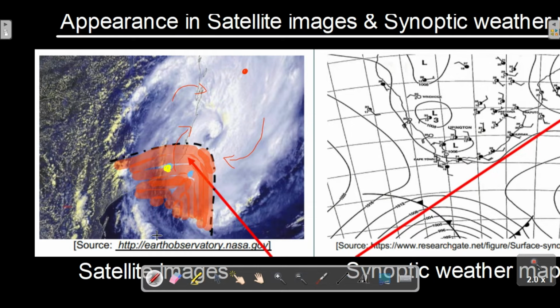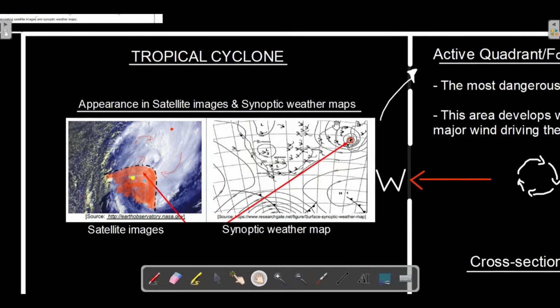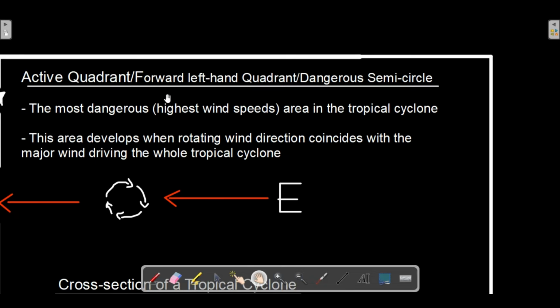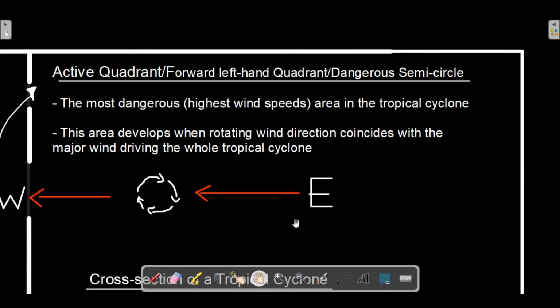So let's take a look at why that is, and what we call this particular area or region in this tropical cyclone. This area is what we call the active quadrant. It's also what we call the forward left hand quadrant in the southern hemisphere, and it's also what we call the dangerous semicircle. As you can see, guys, it has multiple names. So I'm equipping you with all of those terms so that you don't get confused if they ask about the dangerous semicircle rather than the active quadrant, or the forward left hand quadrant.